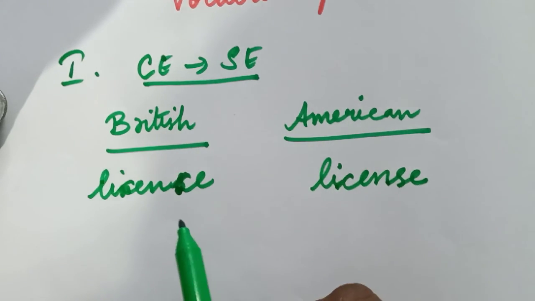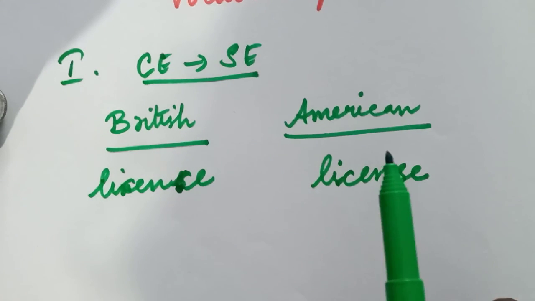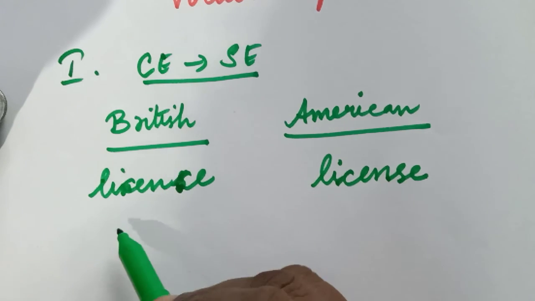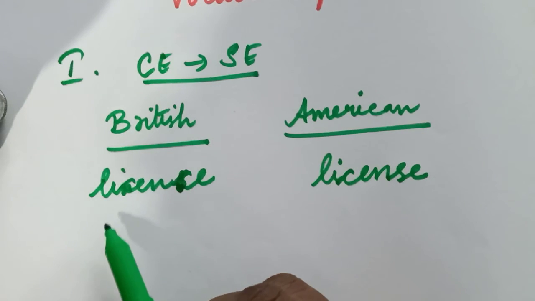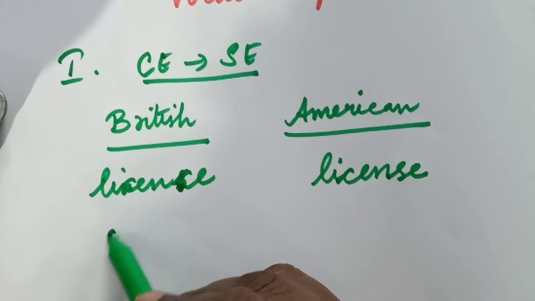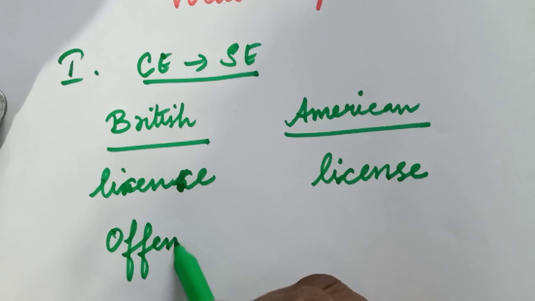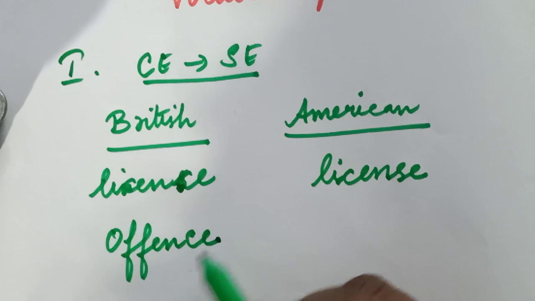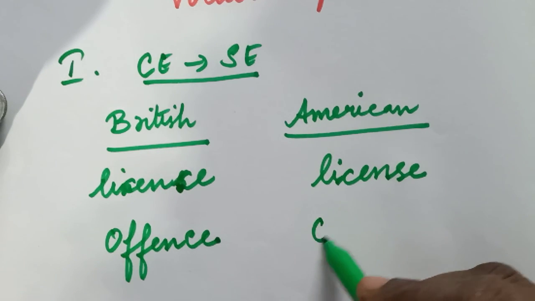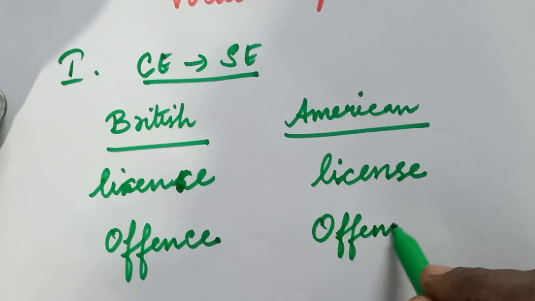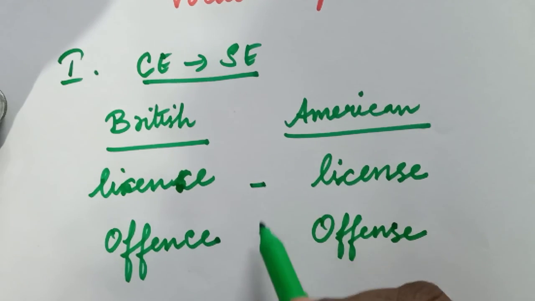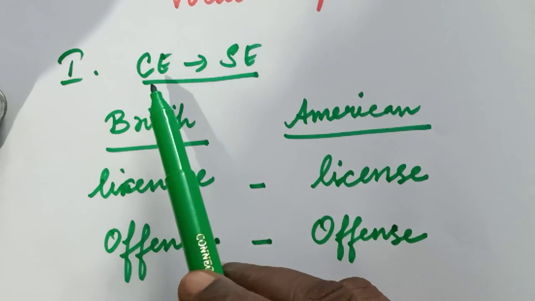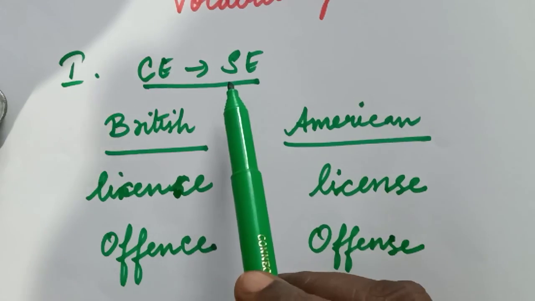L-I-C-E-N-S-E. We Indians follow some words in British English and some words in American English. Generally, most words follow British English for Indians. And offence. What is the spelling for offence? O-F-F-E-N-C-E. In American English the same is written as O-F-F-E-N-S-E. So this is the first type, the CE to SE type.